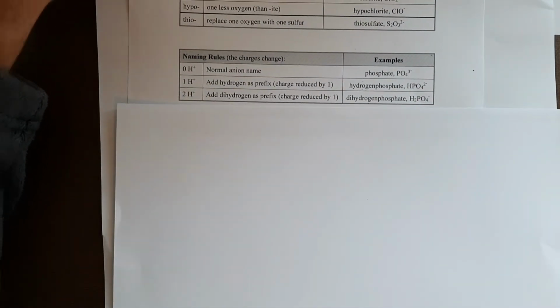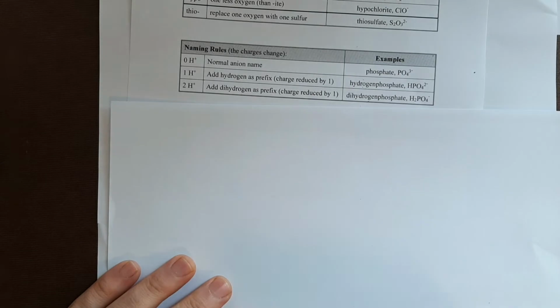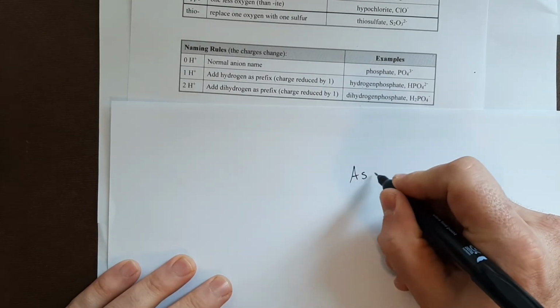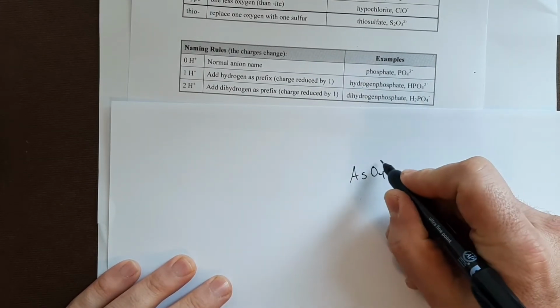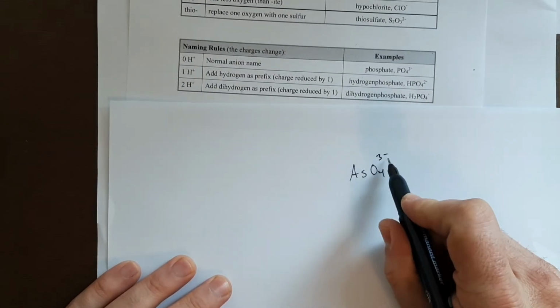Okay, so we have one more way to modify polyatomic ion names that we want to take a look at. So that is this. If you have a polyatomic ion, and phosphate is the example, but it really could be anything, let's use arsenate instead. Arsenate is one arsenic, 4 oxygens with a total of 3 negative charge.